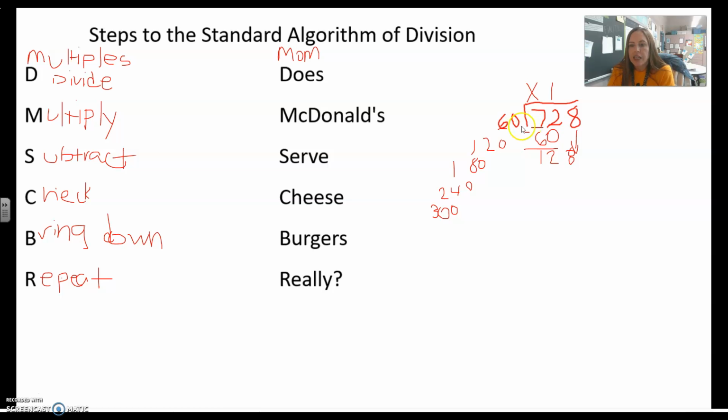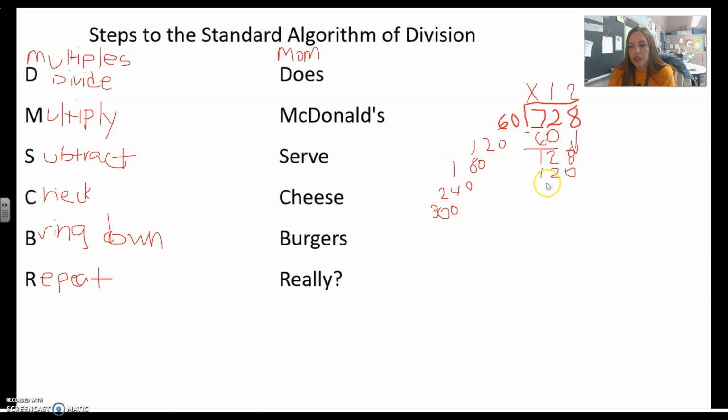So I'm going to divide. Now, remember how we looked for 72 in our multiples? Now we're going to look for 128. Well, it's really close to 120. And if we pick 120, we're not going over. So that should work. So we're going to pick 120. 120 is the second multiple. So I'm going to put a 2 above my 8. Then I'm going to multiply. 2 times 60 is 120.